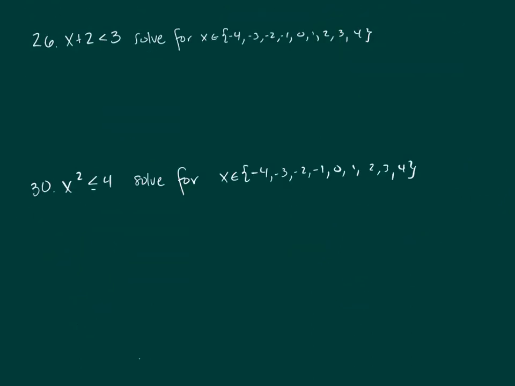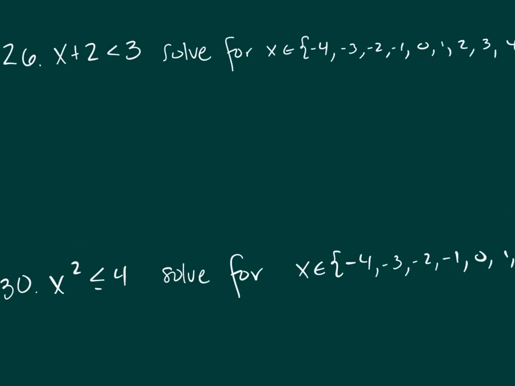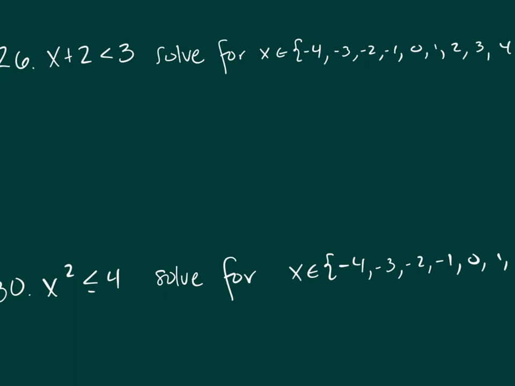Now let's look at 26 and 30. In 26 and 30, they're going to give us an inequality statement with a variable, and they want us to solve for certain values of x. If you look closely at 26, the values we need to solve for are negative 4, negative 3, negative 2, negative 1, 0, 1, 2, 3, and 4. So we're going to plug in every single one of these values to see if they satisfy the inequality.